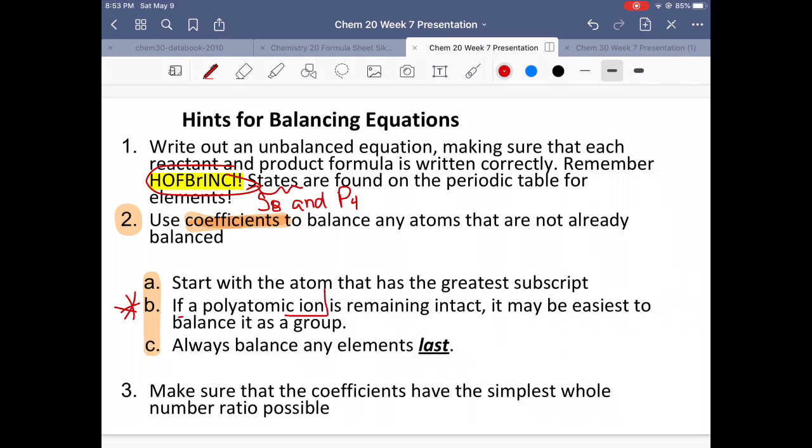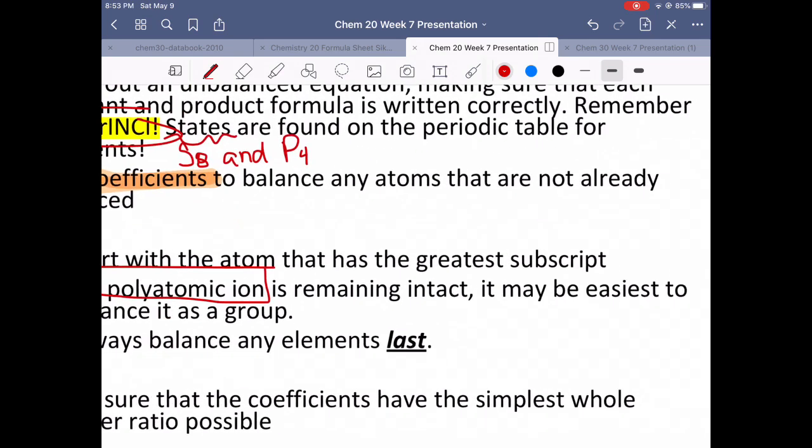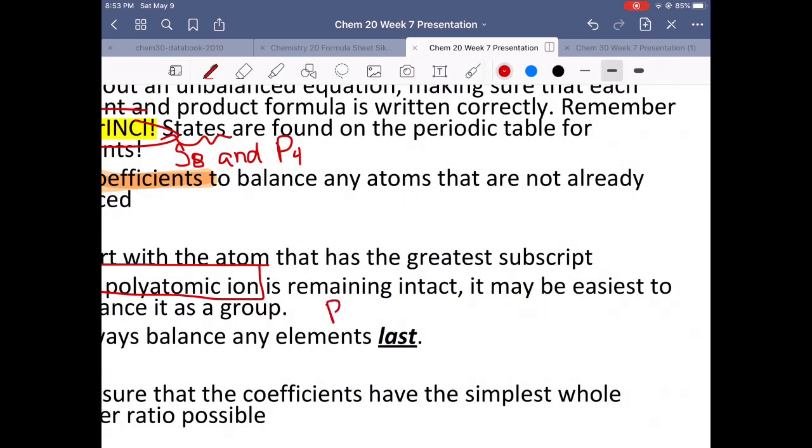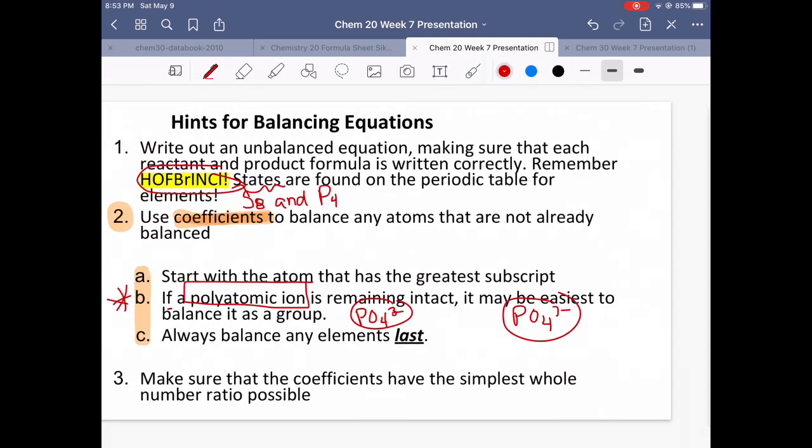If a polyatomic ion just stays together as a reactant and as a product, you might find it easier to keep it like that. For example, if you've got phosphate mixed with one thing on one side, and on the other side as a product, phosphate still there mixed with something, keep it all together. Don't try to balance it as a phosphorus and an oxygen. It just saves you some time.